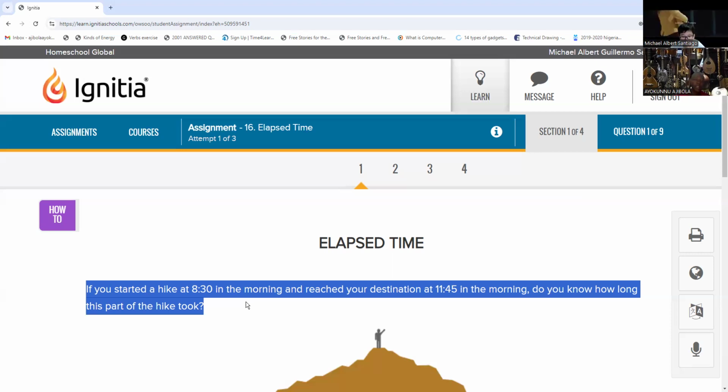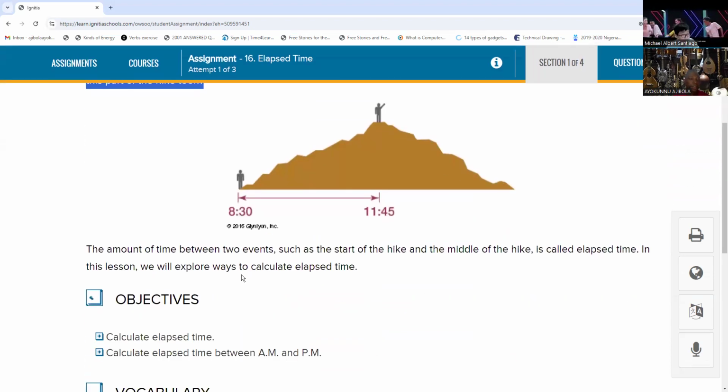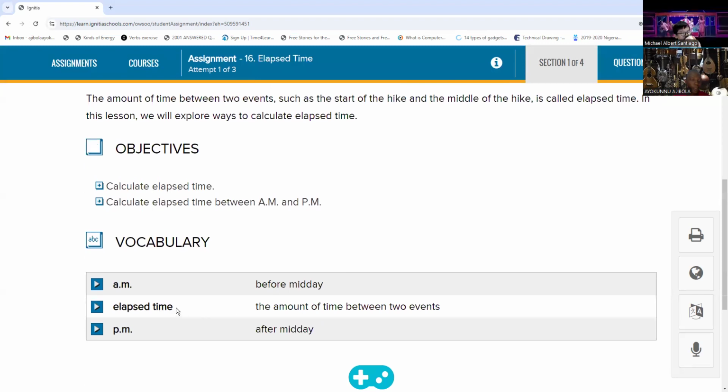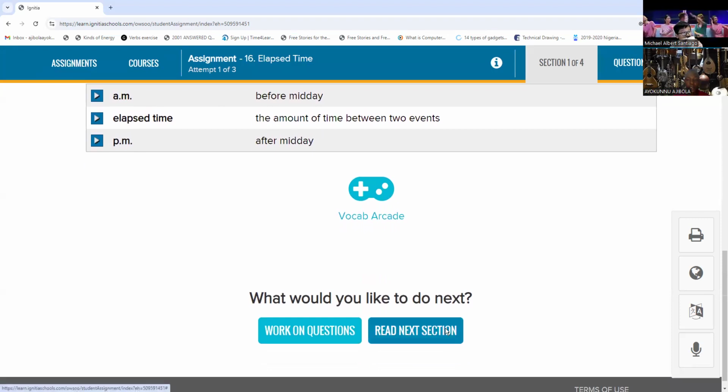That is 9:30, 10:30, 11:30. That's 3 hours. And that's correct. Now the amount of time between two events, such as the start of the hike and the end of the hike, is called time elapsed. In this lesson, we will explore ways to calculate elapsed time, okay? Elapsed time, that's the amount of time between two events. AM is before midday, and PM is after midday, after 12. Let's go to the next session.